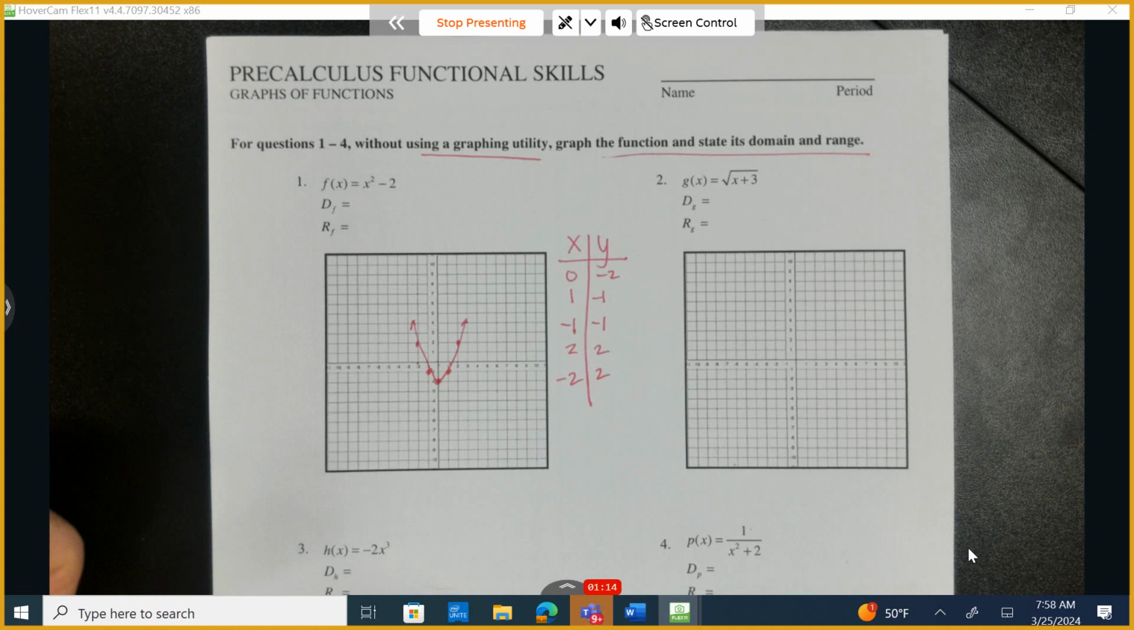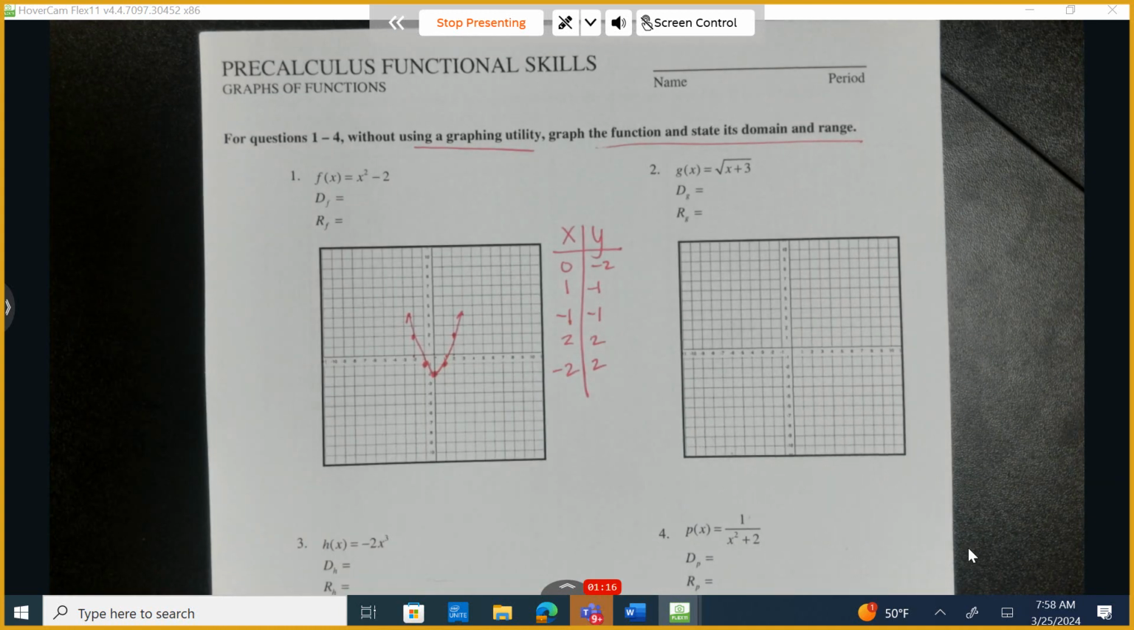Please turn to the person next to you. What are different ways that we could represent the domain and the range? Nothing on your paper, just verbalize and go. How could we represent the domain and the range? I'm going to give you 10 seconds. Begin.